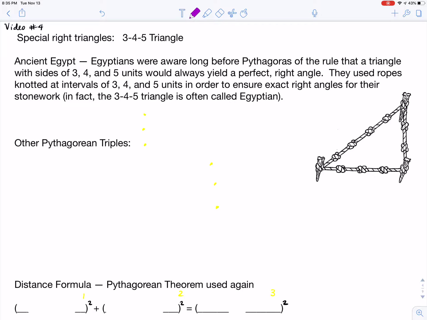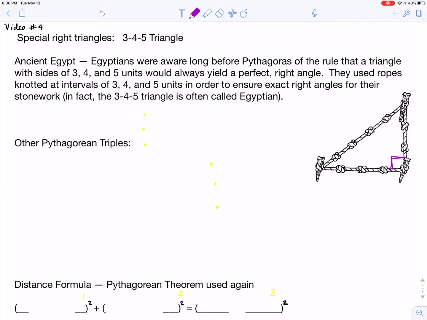Long before Pythagoras ever came up with the Pythagorean theorem, the Egyptians back in ancient Egypt figured out that if they had a triangle that had sides of 3, 4, and 5, it would always give them the perfect right angle. And so they could use this concept in their building if they wanted a right angle in their building. And think all the way back to the ancient pyramids in Egypt or the Parthenon or things like that. This is going to give them the perfect right angle.